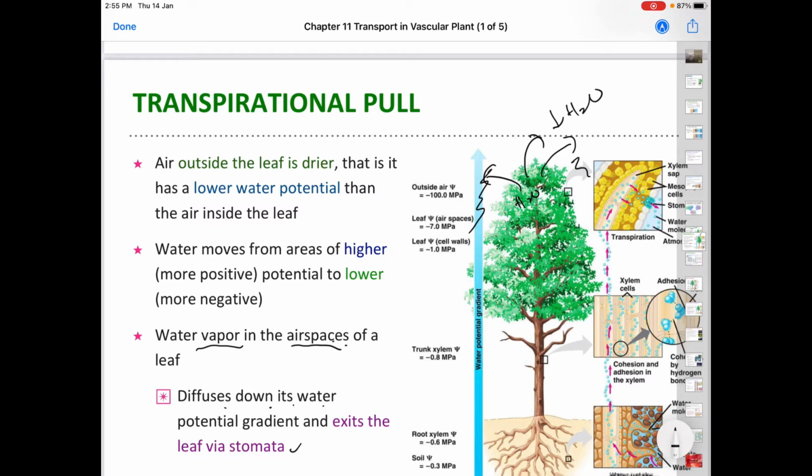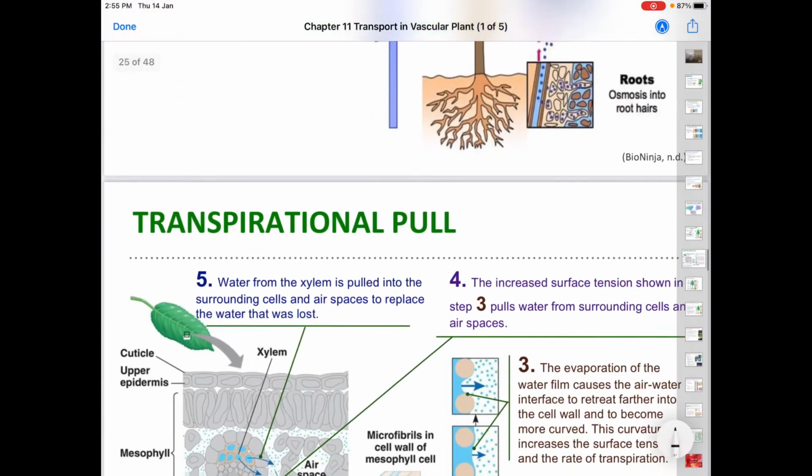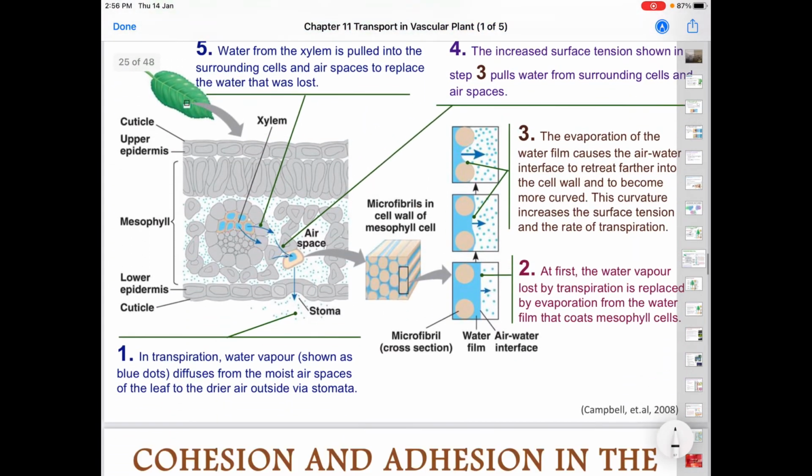So just read up these notes several times. Later you will understand. This is again another explanation of the transpiration pull. Transpiration produces negative pressure in the leaf, which exerts a pulling force on water in the xylem. So this pulling force will pull the water into the leaf.